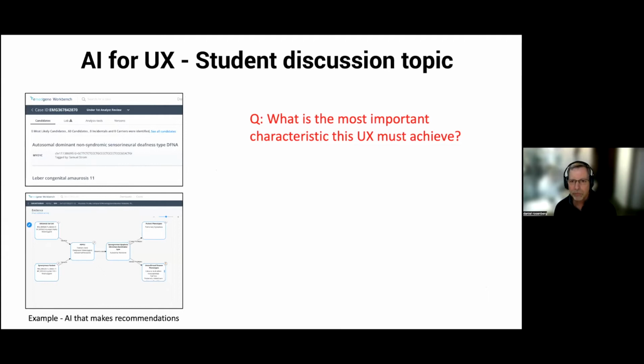So the question then is, what is the most important thing from a user experience characteristic that has to be achieved for a product like this to be successful? So assuming it's accurate, right? Because if it's not accurate, you won't come to the right diagnosis and you won't help any people, and you will have just spent a bunch of money.